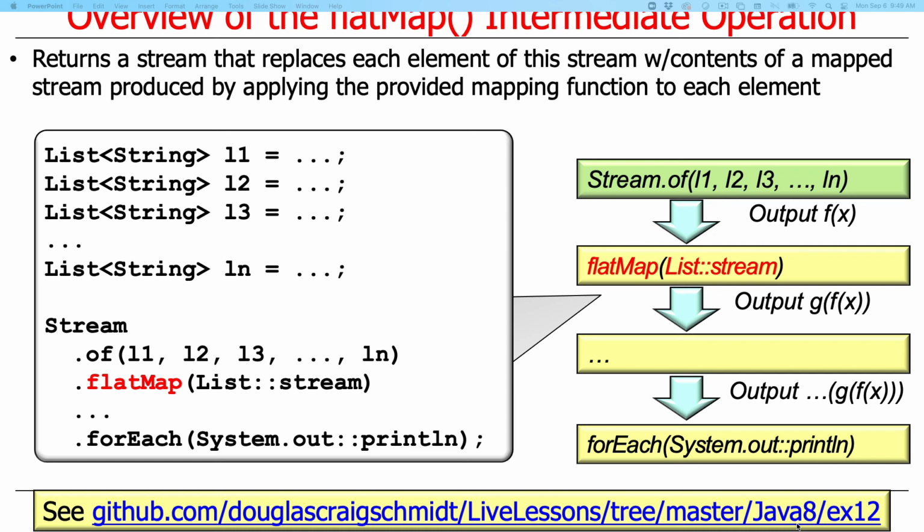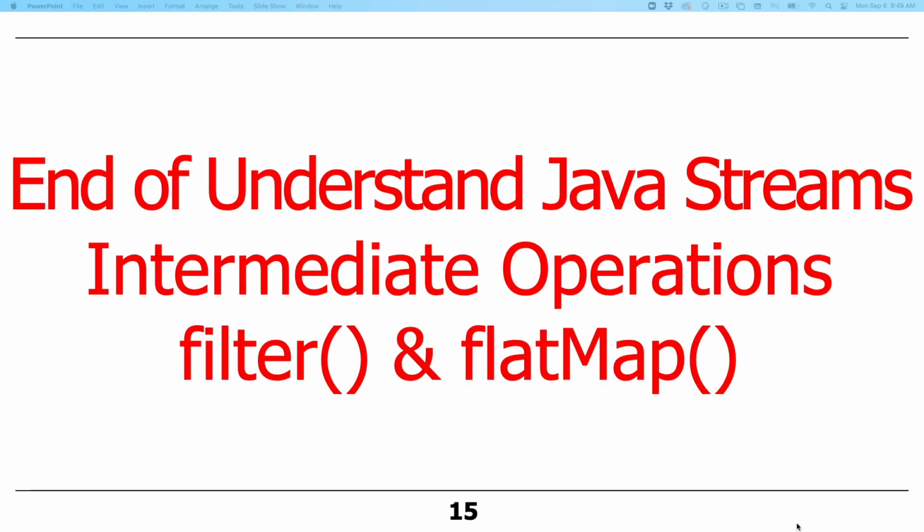And you can play around with this example if you're so inclined here in my EX12 folder. So that's the end of our discussion of Java streams, intermediate operations, filter, flatMap, and so on.